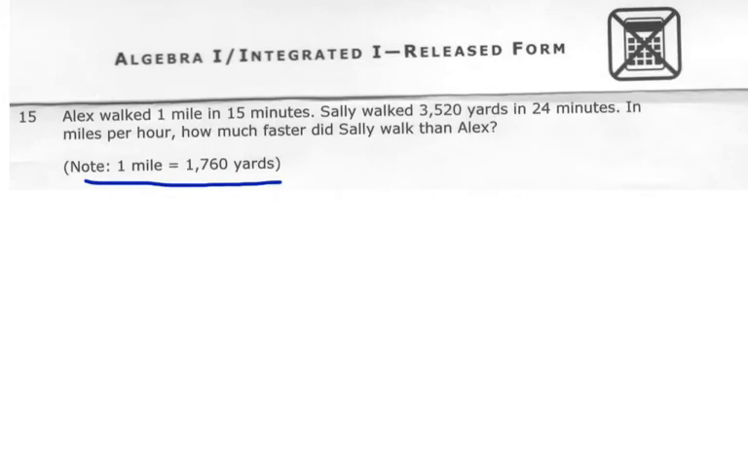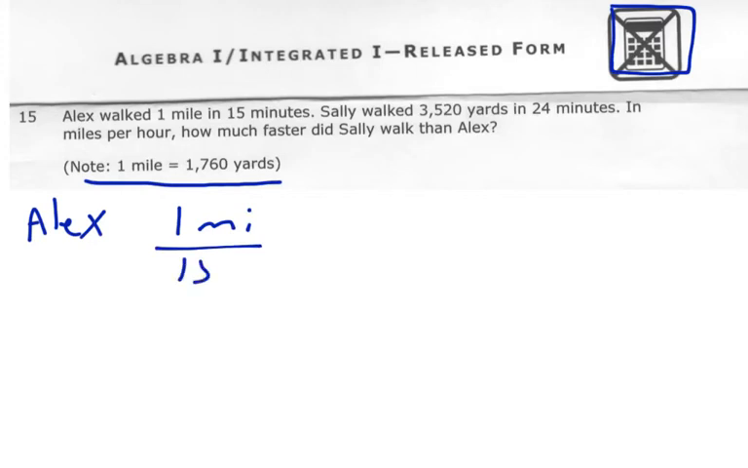And just remember, this is not calculator active, so they're probably going to give us numbers that are easy to work with. In other words, let's not overthink this too much. So for Alex, Alex is 1 mile in 15 minutes. Well, it says miles per hour, so all of this needs to be converted to miles per hour.